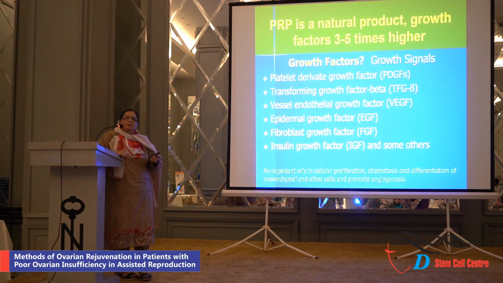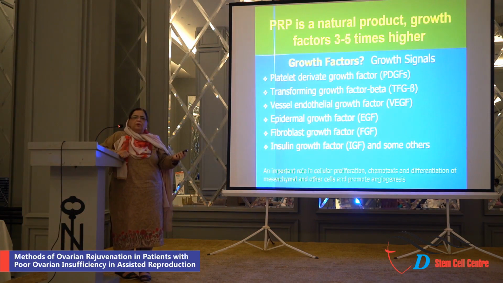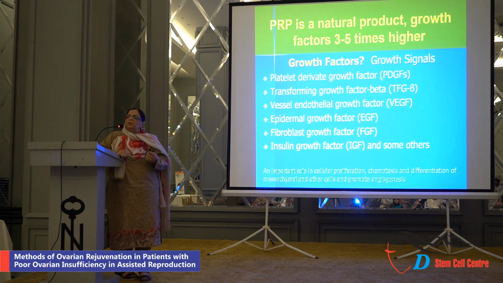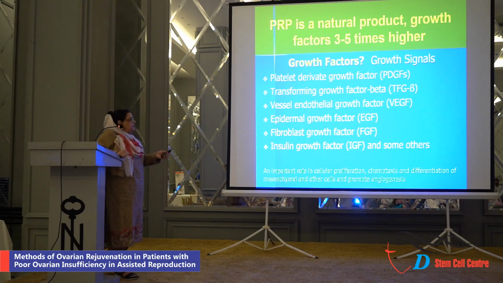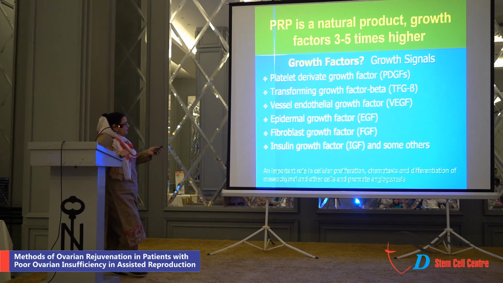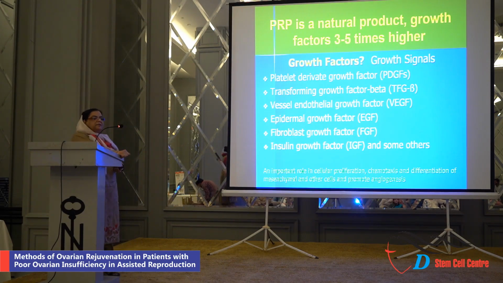I'm sure I was a bit late. There is a lot of talk on PRP and what the role of PRP is. We already know that when we get PRP, the growth factor levels increase 3 to 5 times compared to peripheral blood. These are the names of the growth factors which we get from platelet-rich plasma. And what is their role in the context of infertility? They are responsible for cell proliferation, chemotaxis, differentiation into mesenchymal and other cells, and they promote angiogenesis.